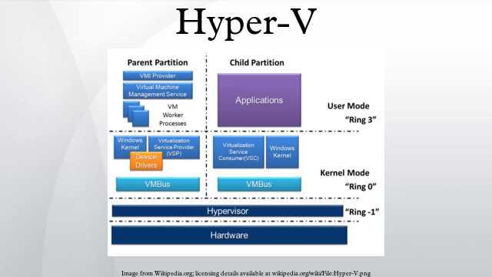A parent partition creates child partitions using the Hypercall API, which is the application programming interface exposed by Hyper-V. A child partition does not have access to the physical processor, nor does it handle its real interrupts. Instead, it has a virtual view of the processor and runs in guest virtual address, which, depending on the configuration of the hypervisor, might not necessarily be the entire virtual address space.